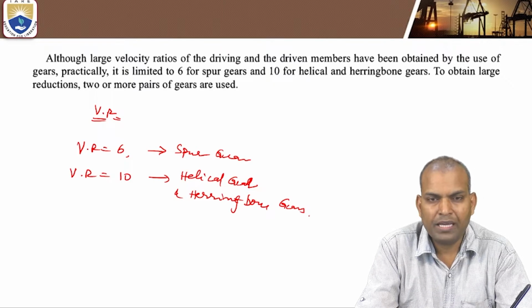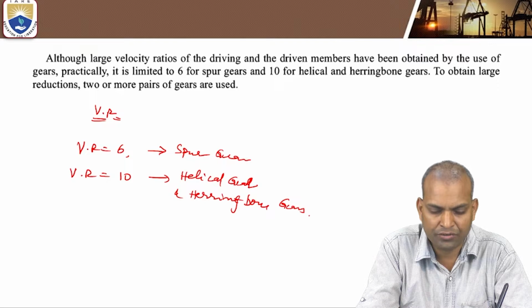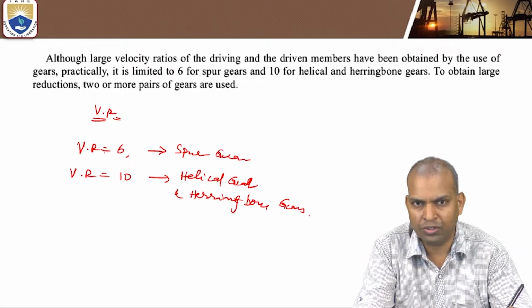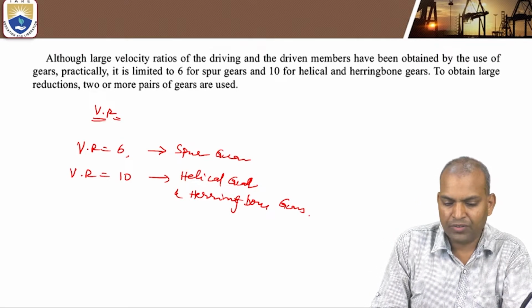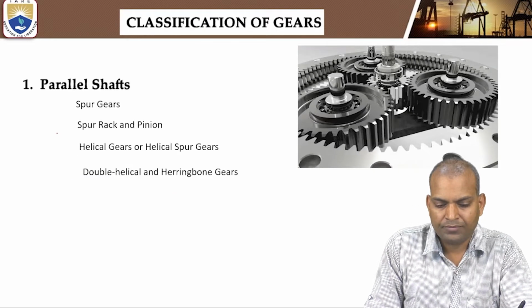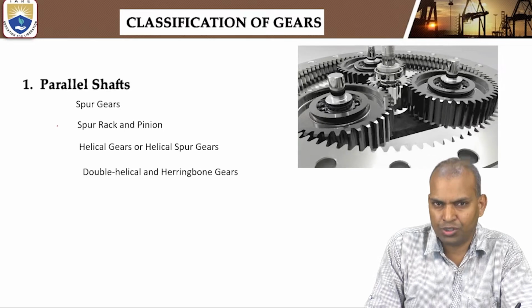So in order to obtain large velocity ratio reductions, we have to use intermediate wheels. Two or more wheels you have to attach, from driving wheel to driven wheel. Now there are various classifications of the wheels. Here, very important is that these are based on the axis of the shafts.